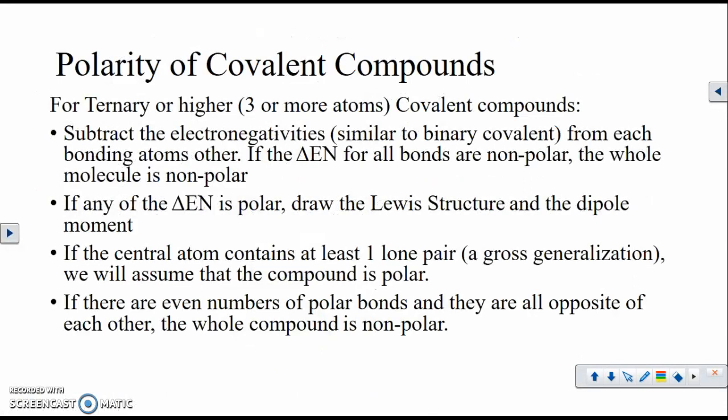What happens, however, when you have ternary or higher covalent compounds, meaning you have 3 or more atoms? Maybe what I should do is just do an example. In this case, I am going to do carbon dioxide, CO2.